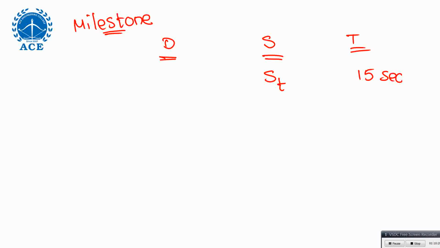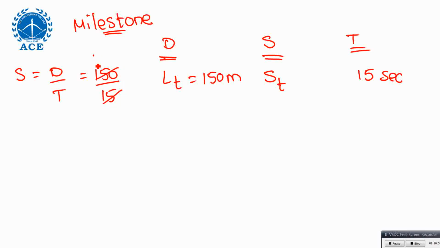Here distance: when a train is crossing a pole, a tree, a telegraph post, or a man standing, because the man's length is negligible compared to the train length, in all these cases distance should be the length of the train. So what's the length of the train they gave? 150 meters. Here I can calculate the speed of the train. Speed is distance by time. 150 is the distance, timing is 15. So speed is 10 meters per second.